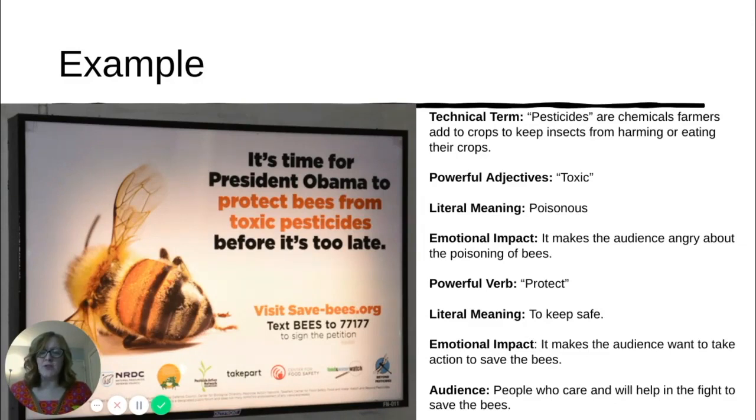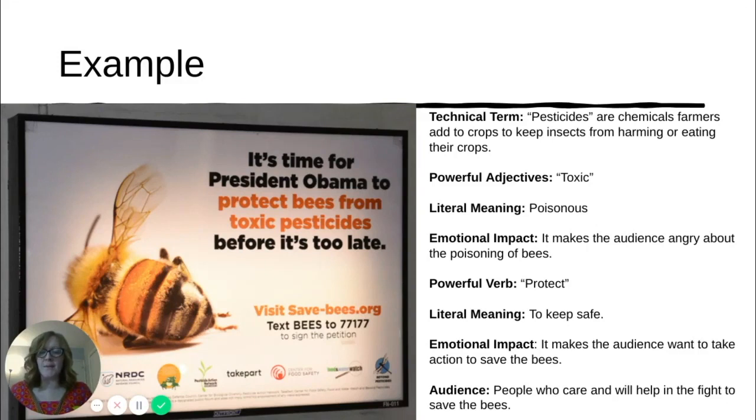If it weren't for the bees, then we couldn't have crops. They're what is responsible for the pollination. Then we have the powerful verb protect. The literal meaning of the verb protect is to keep safe. This provides emotional impact because it makes the audience want to take action to save the bees.